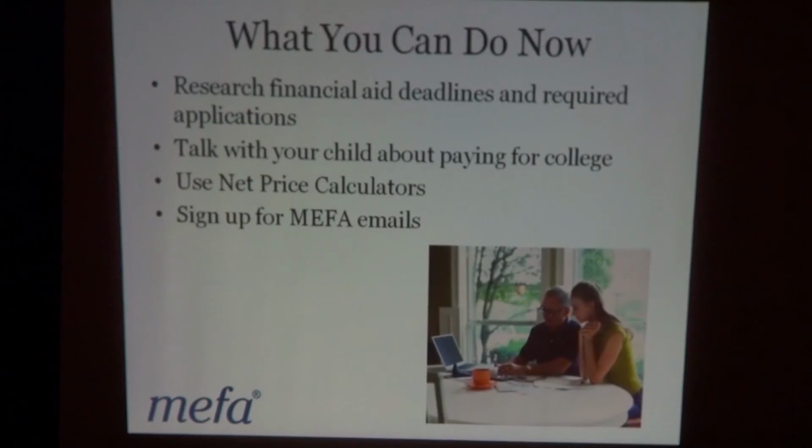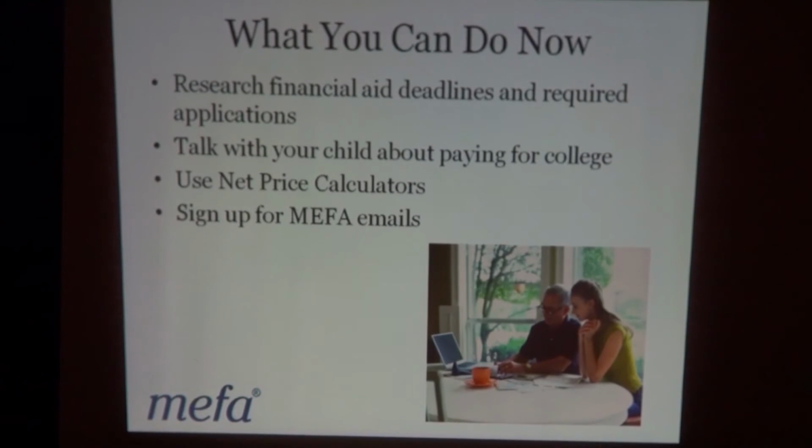So what you can do now, as I've said all along, is research. Maybe make up a checklist, maybe don't if you don't like checklists, but go through and look into what's available at each school, what forms are required at each school, and what the deadlines are for each school, because they quite possibly will vary at every school. Talk to your child about paying for college. Use those net price calculators in doing your research, and also that Navigator site. And then sign up for the MIFA emails, and you can also sign up for that FSA ID for when you do fill out the FAFSA form.